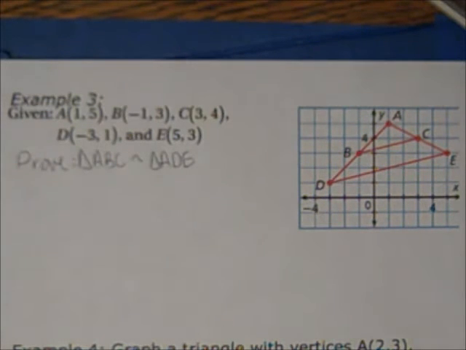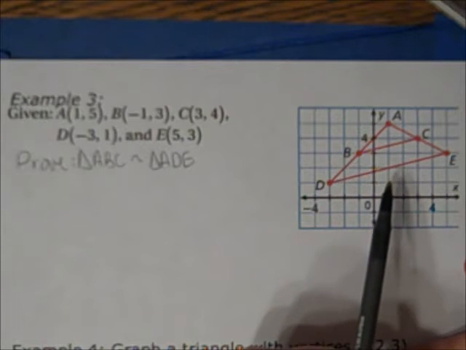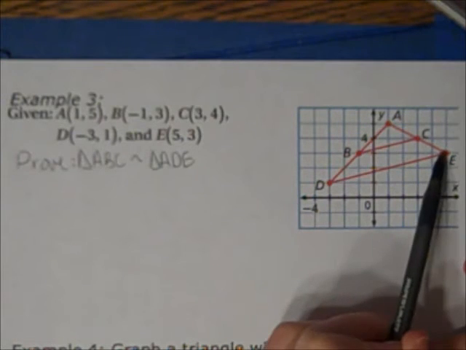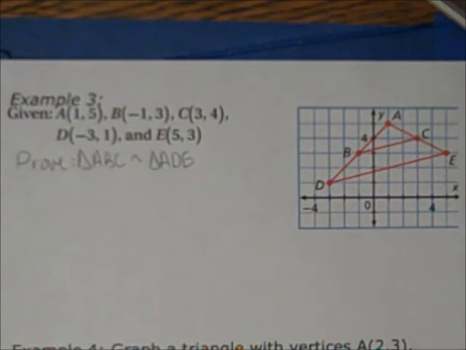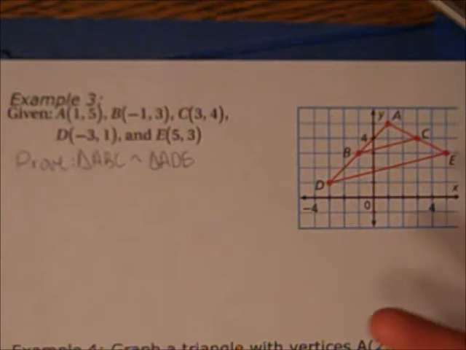Example 3. Given the coordinates of these triangles over here, prove that triangle ABC is similar to triangle ADE. Okay, so proving triangles similar is really easy. We just use their side lengths and we compare them and we see if they're proportional, the same way as if I gave you two triangles and all their sides, you would just divide them out. Only on the coordinate plane, we have to figure out the lengths ourselves.